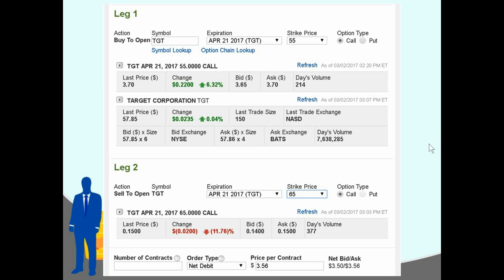Here's Target. Right now selling at $57.85 per share. Bought the 55 in the money call. Sold the 65 out of the money call. Target was again pretty much flat. Went up a tiny bit today. And look at that, the in the money call went up in value. The out of the money call went down in value. That's what I'm looking for. Okay, and that's why I buy in the money and sell out of the money.